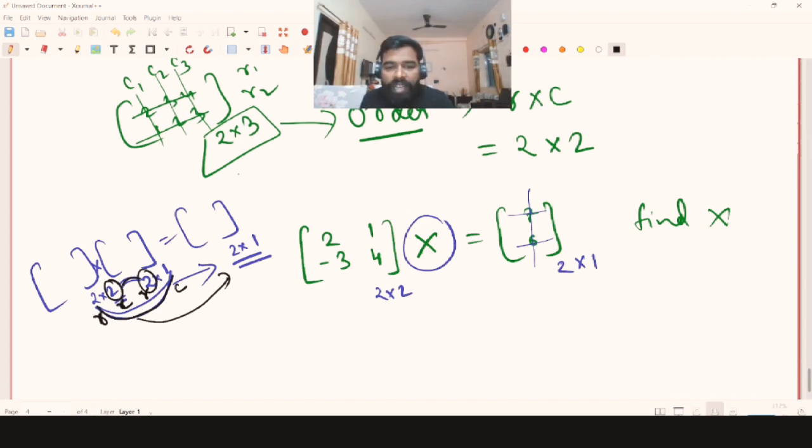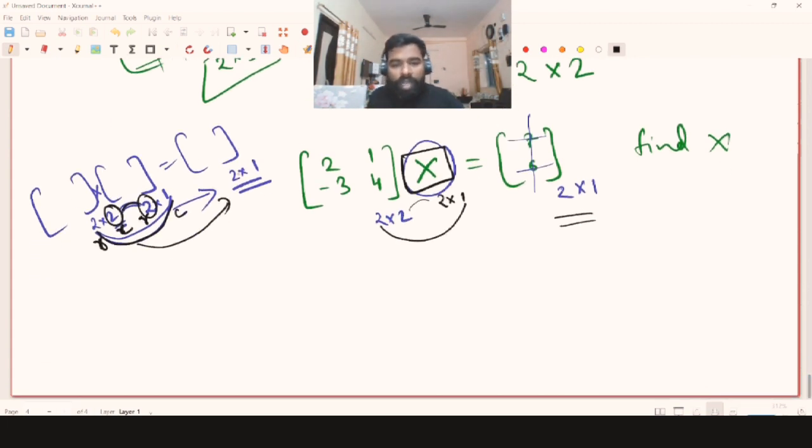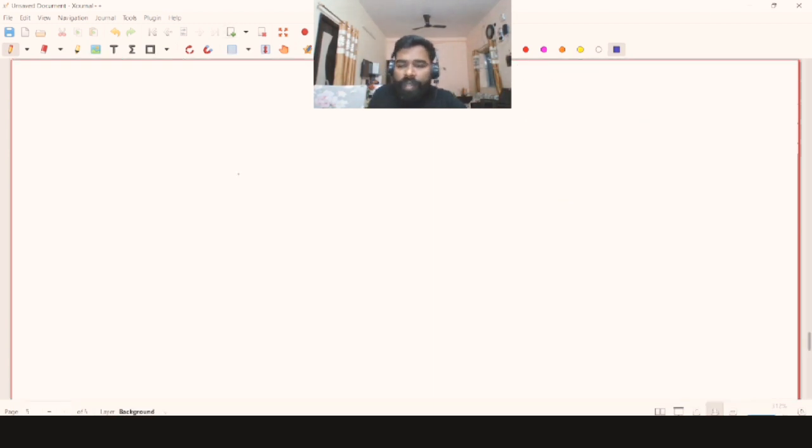So finally we can say that this x is of the order 2 into 1 because this is the result. 2 into 1 is here, and the inside one has to become common, otherwise you cannot multiply. So we need to assume that this x matrix is 2 into 1, so you have at least a and b, two elements inside this x matrix, that is two rows and only one column.